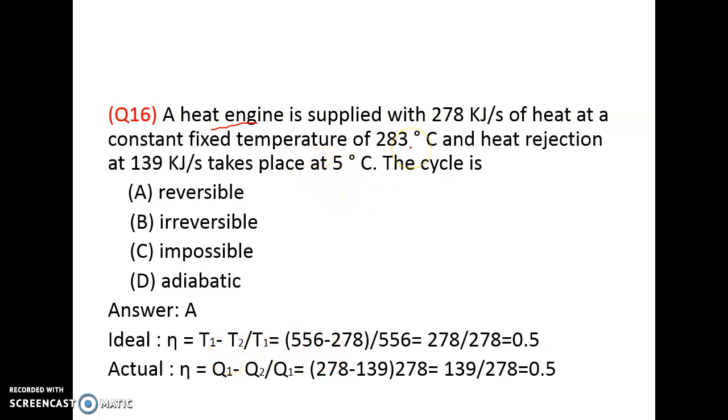T1 is 283 plus 273, which is 556, minus T2, 5 degrees Celsius, which is 5 plus 273, 278, divided by T1, 556, which equals 278 by 556, which is 0.5. Q1 is 278, minus heat rejection Q2, 139, divided by 278, equals 139 by 278, which is 0.5, or 50%. So both are equal, so it is reversible. The cycle is a reversible cycle. So option A is correct.